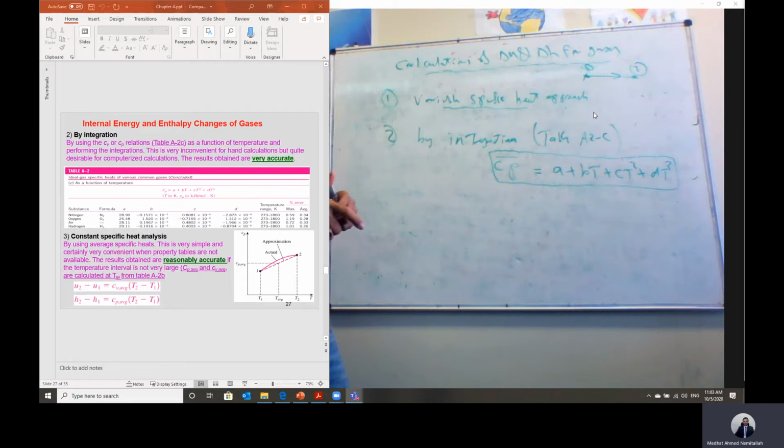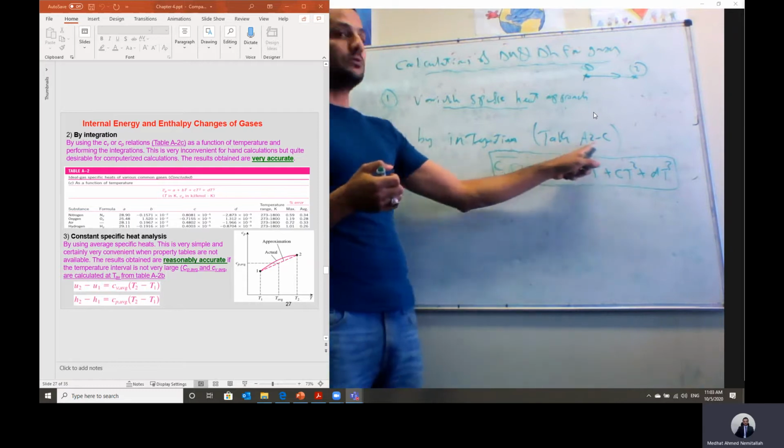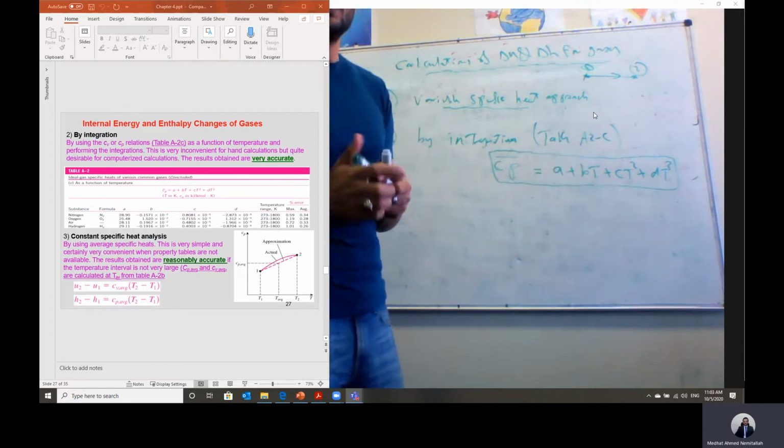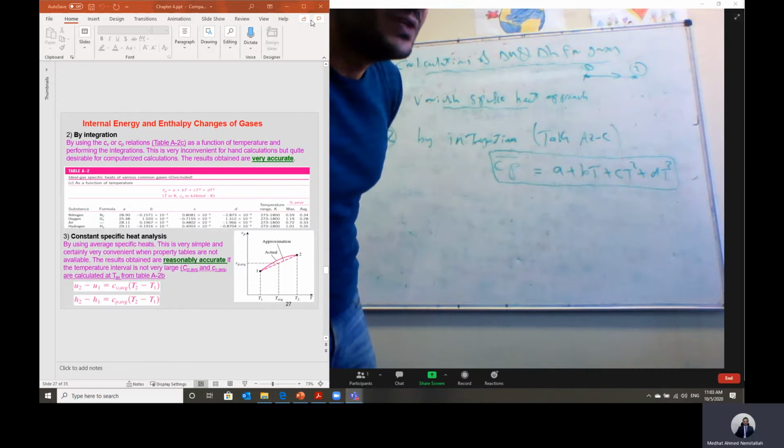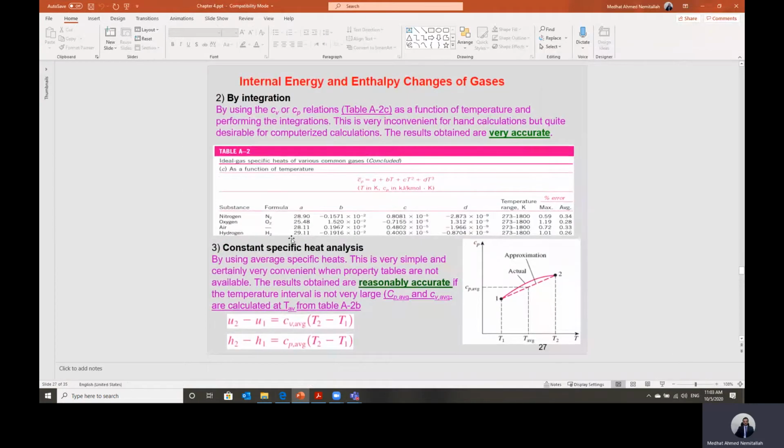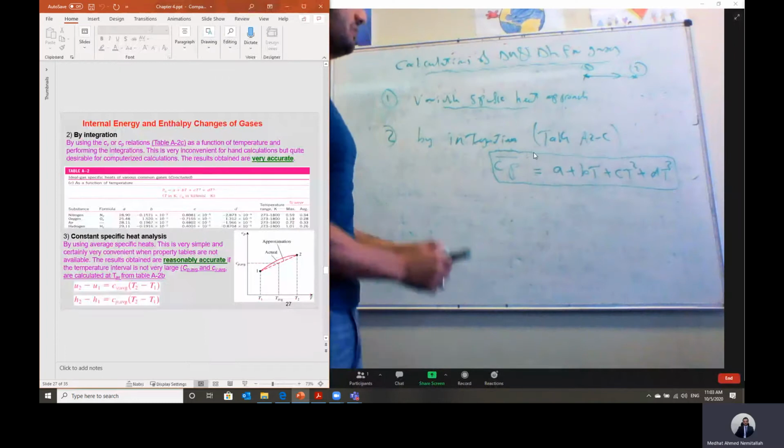If you look at those constants, we can calculate all of them from table A to C. If you look at this table here, depending on the working fluid, we have a list of substances, a list of gases. Depending on the type of the gas, we can get the constants A, B, C, and D. Then we can substitute in the specific heat relation to get the specific heat as a function of temperature.